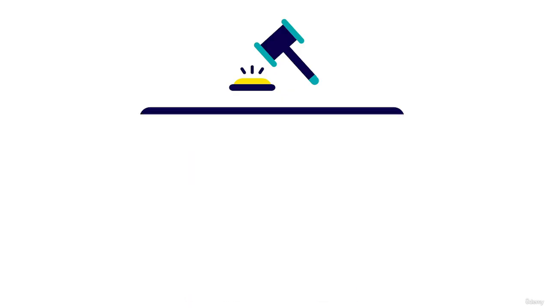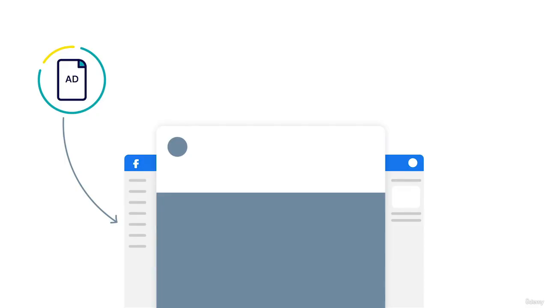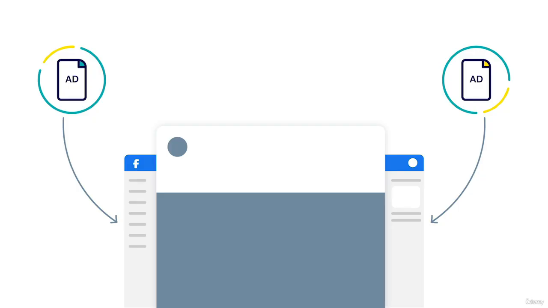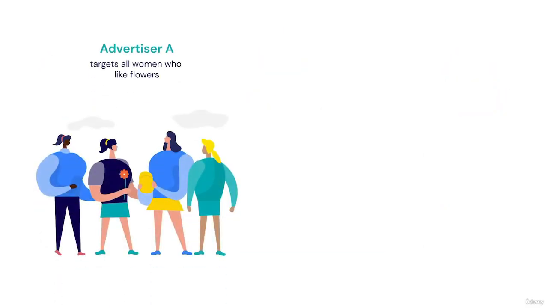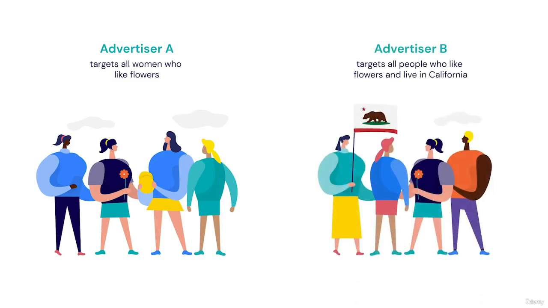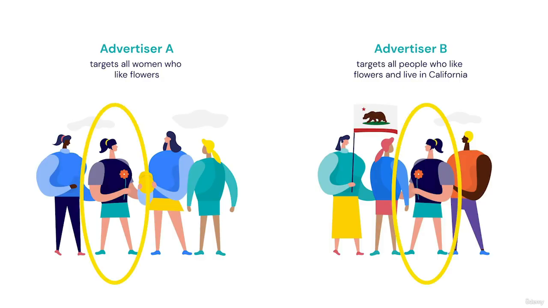When an advertiser like you creates an ad, you define your target audience on Facebook. But what happens when another advertiser wants to target the same audience as you? Well, then both you and the other advertiser compete in the auction to show that person the ad. For example, say one advertiser targets all women who like flowers, and another advertiser targets all flower lovers who live in California. In that case, the same woman in California who likes flowers could fall in both of those advertisers' audiences. And let's call this woman a dummy named Clara.